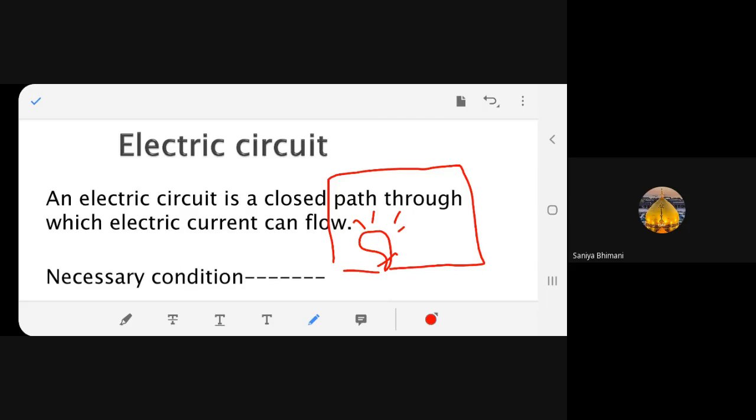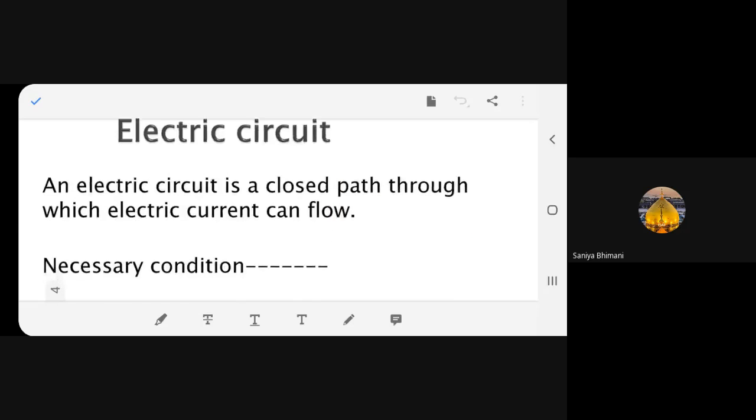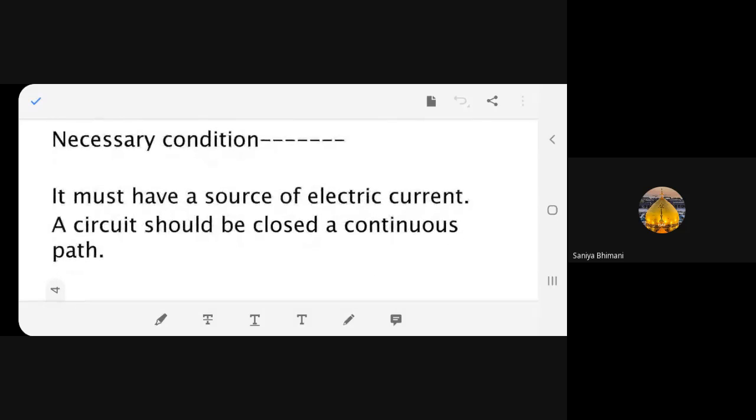So, what are the conditions for it to flow? One is the electric current. From where do you get that? First is the source, and second is we should have a circuit. Then and then only we can get the fan working, we can get the light working. You understand?